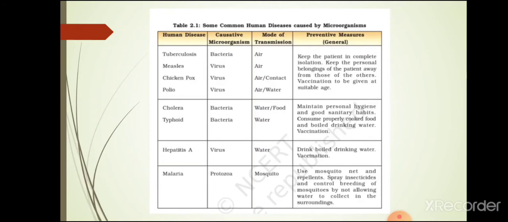Then malaria, it is caused by protozoa and the mode of transmission is mosquito. And what are the preventive measures? We have to use mosquito nets and repellents, spray insecticides, and control the breeding of mosquitoes by not allowing water to collect in the surroundings. So by using these measures we can prevent malaria.